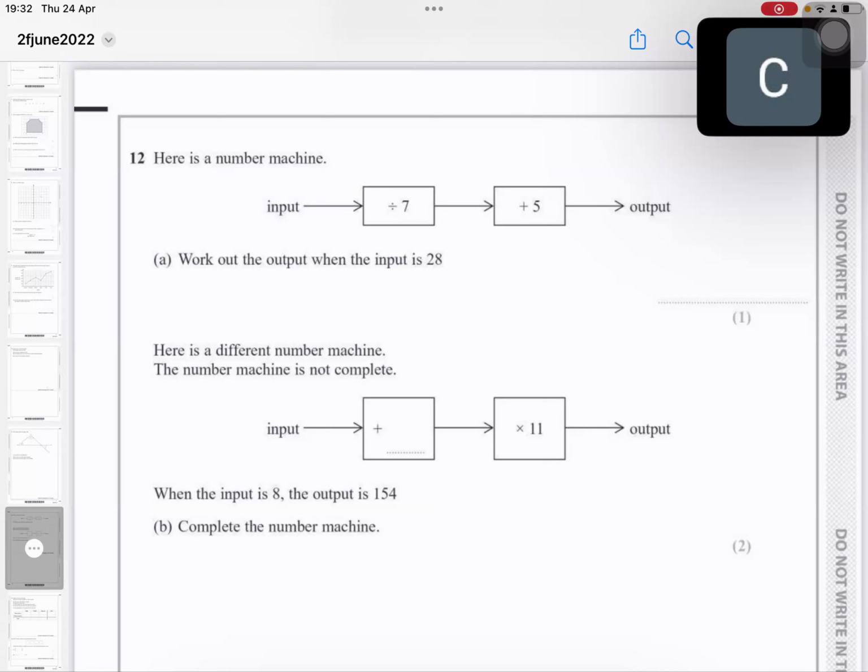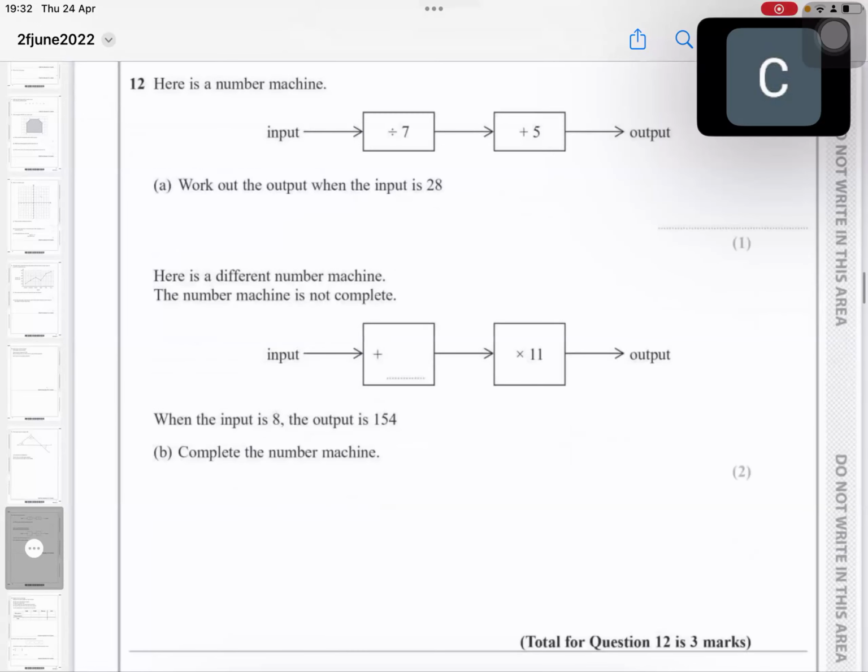Okay, let's move on. Here's a different number machine. And they don't tell us what the first one is. But it's addition. And second one is multiplication. It says when the input is 8, the output is 154. Complete the number machine. Can you figure this one out? What's the first thing we're going to do? Do the opposite.